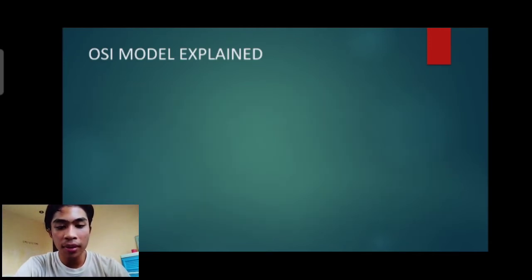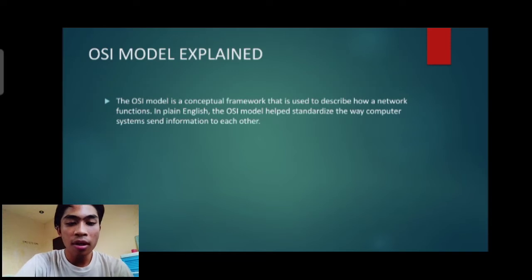So, the OSI model explained. The OSI model is a conceptual framework that is used to describe how a network functions. In plain English, the OSI model helps standardize the way computer systems send information to each other.